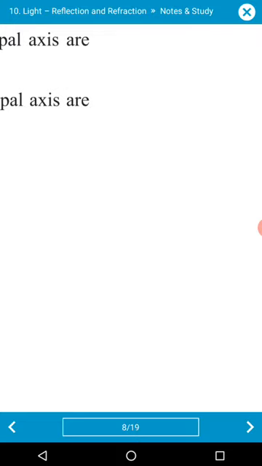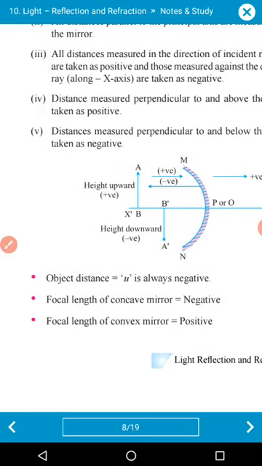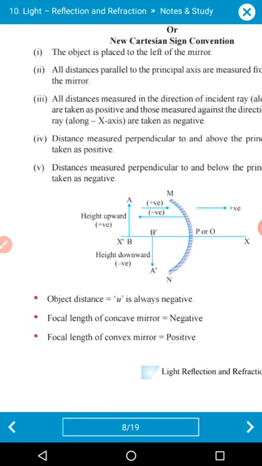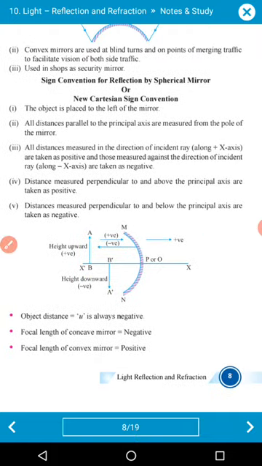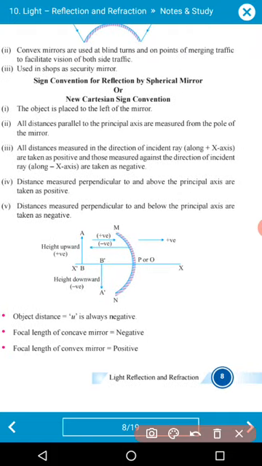Now, in this case u is taken as negative, because distances to the left of the pole are taken as negative. In this case v is also negative and the focal length is also negative. Clear? So this is our discussion about the sign convention. This question may be asked in two ways: explain the sign convention, or explain the new Cartesian sign convention for the spherical mirror. Understood?